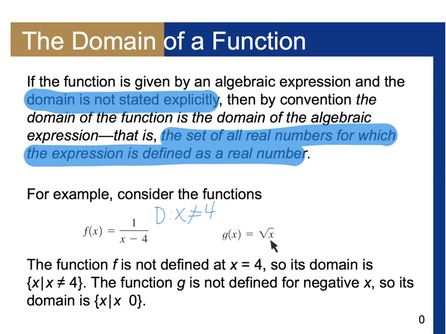For g of x equals square root of x, we could say, well, you can't have a negative, right? You can take the square root of a positive, but you can't take the square root of a negative, and you can take the square root of 0. So here our domain would be x greater than or equal to 0. Remember, we can take the square root of 0. So here we would just say x can't be negative, or x is greater than or equal to 0 would be our domain. And that means all real numbers that are positive or 0.